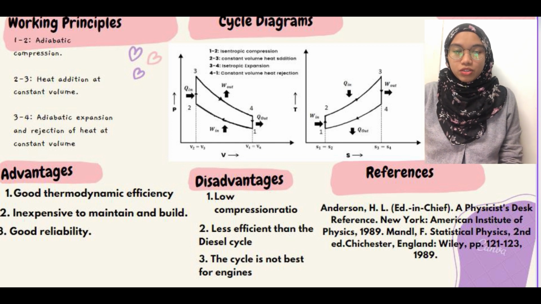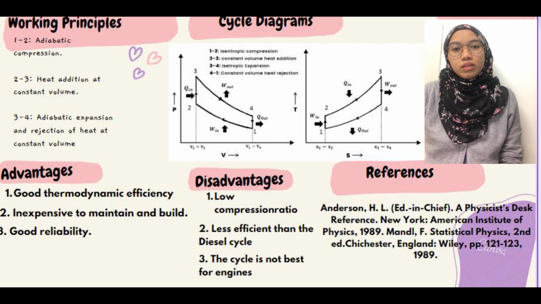Next, the advantages and the disadvantages of the Otto cycle. You can find in an Otto cycle that it has good thermodynamic efficiency. Secondly, it is inexpensive to maintain and build. Thirdly, the Otto cycle has very good reliability.